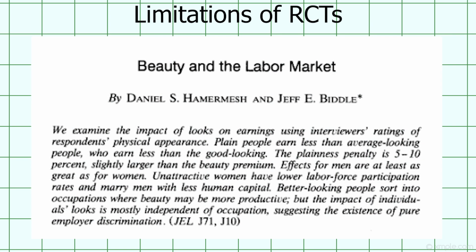Other things are out of our control to randomize. For example, some economists are interested in what's called the beauty premium, wherein more attractive people earn more in the labor market. But we can't randomly choose certain people to suddenly be more beautiful and others to suddenly be less so. So we can't use an RCT to study the beauty premium.